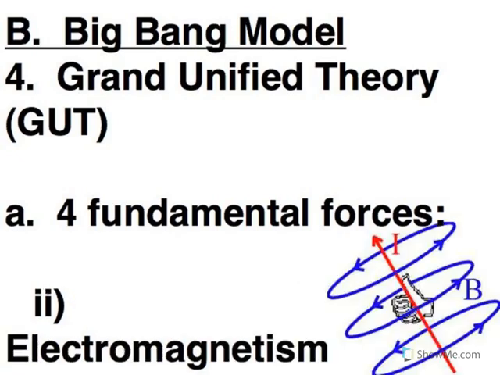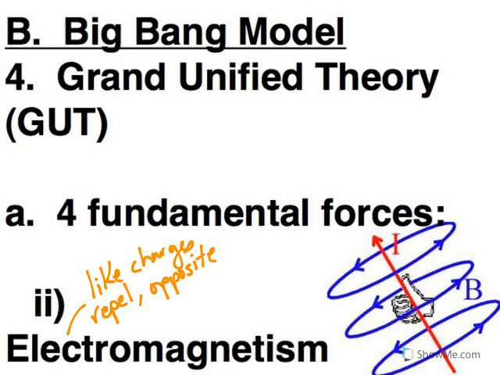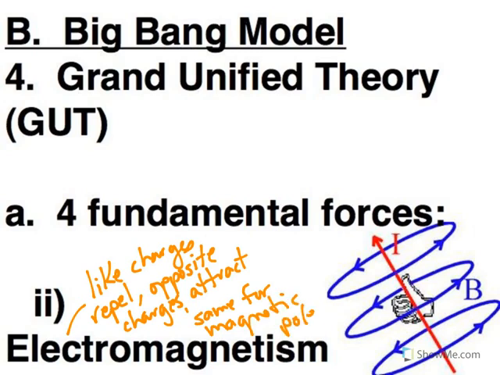The next strongest is electromagnetism. So this is, for example, what holds atoms together. So, the idea that like charges repel, opposite charges attract. And similarly for magnets, for magnetic poles. And that's why it's combined together as electromagnetism, because they both are connected to each other.